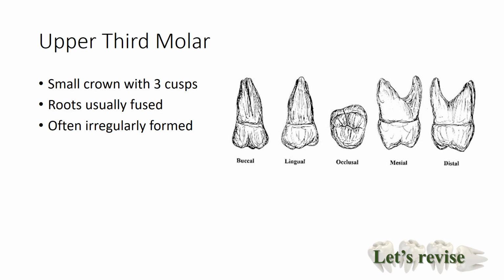There are 3 cusps. So you've got your 2 buccal cusps and you've got your singular palatal cusp or lingual cusp. The roots are usually fused. Sometimes they're fused into just one big root. Often irregular. When it's out of the mouth, it's quite easy to see that normally they just don't look quite fully formed. That's the easiest way to think about it when you're comparing it to the others.